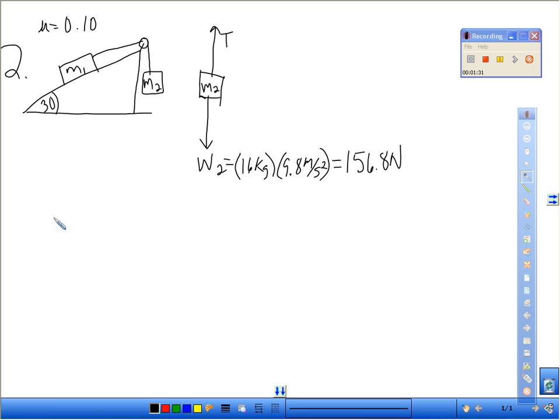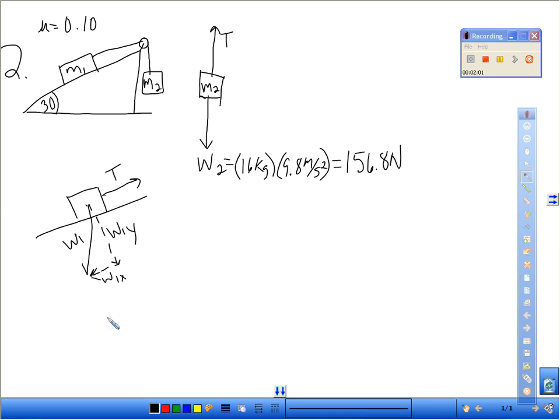Now I want to do a free body diagram for mass 1. Mass 1 has weight 1 acting straight down. Weight 1 can be broken into components, W1y and W1x. I also have the tension pulling on mass 1, and I also have some friction.